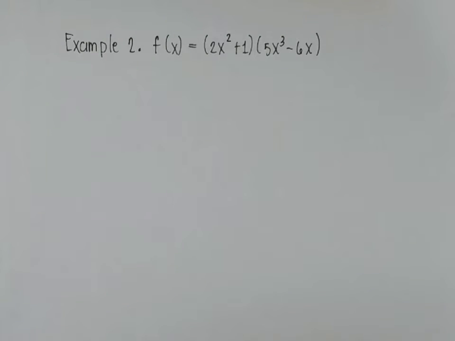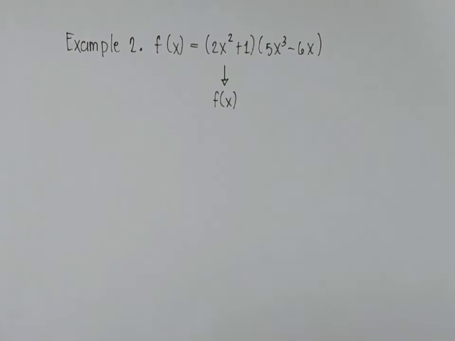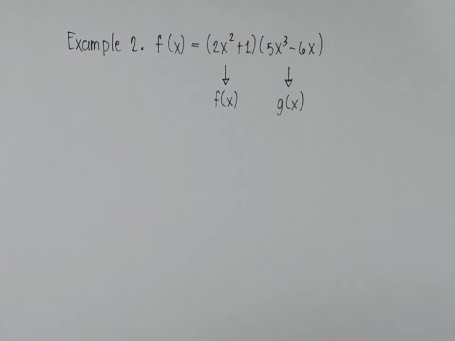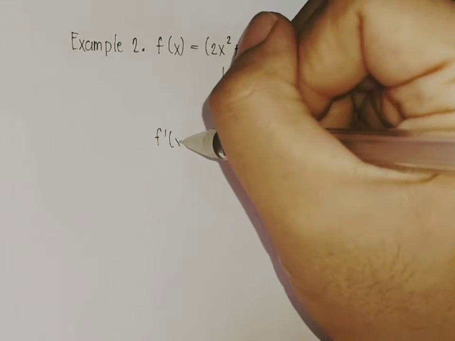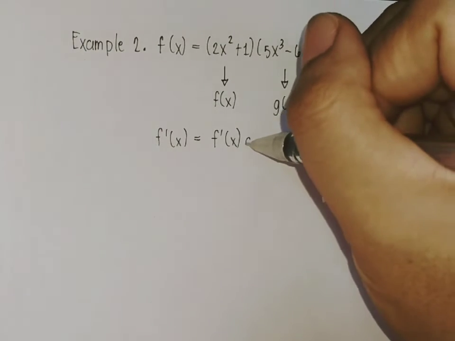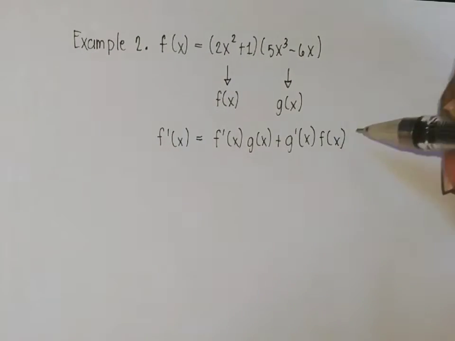For the second sample problem, our f of x here is 2x squared plus 1, and our g of x here is 5x cubed minus 6x. Let's find the derivative f prime of x equals f prime of x times g of x plus g prime of x times f of x.